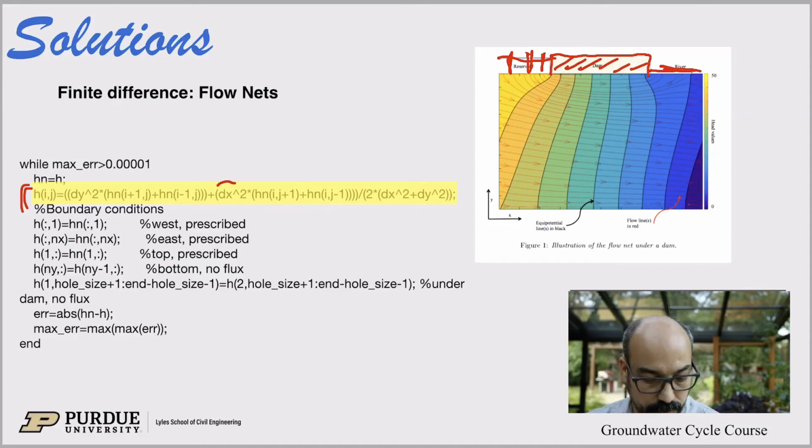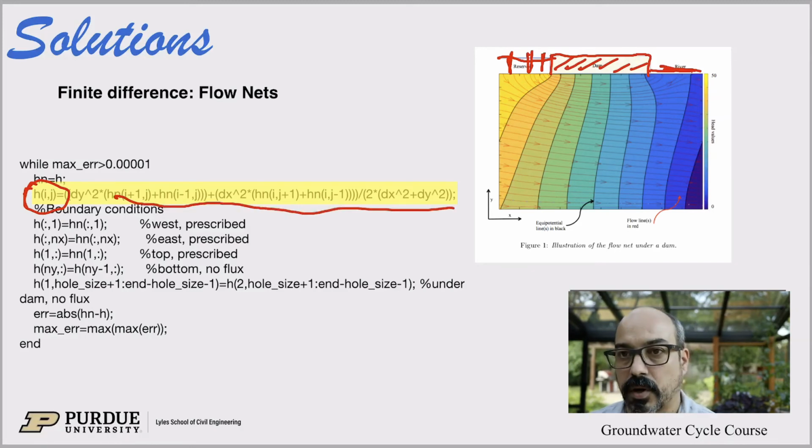So we're carrying those dx squared and those dy squared, right? So now we actually have a proper equation for the finite difference. But again, you can see that all I'm doing is calculating the head at i and j, and this is just our finite difference approximation. And we do this in a loop until things are consistent, just like we did in Excel.